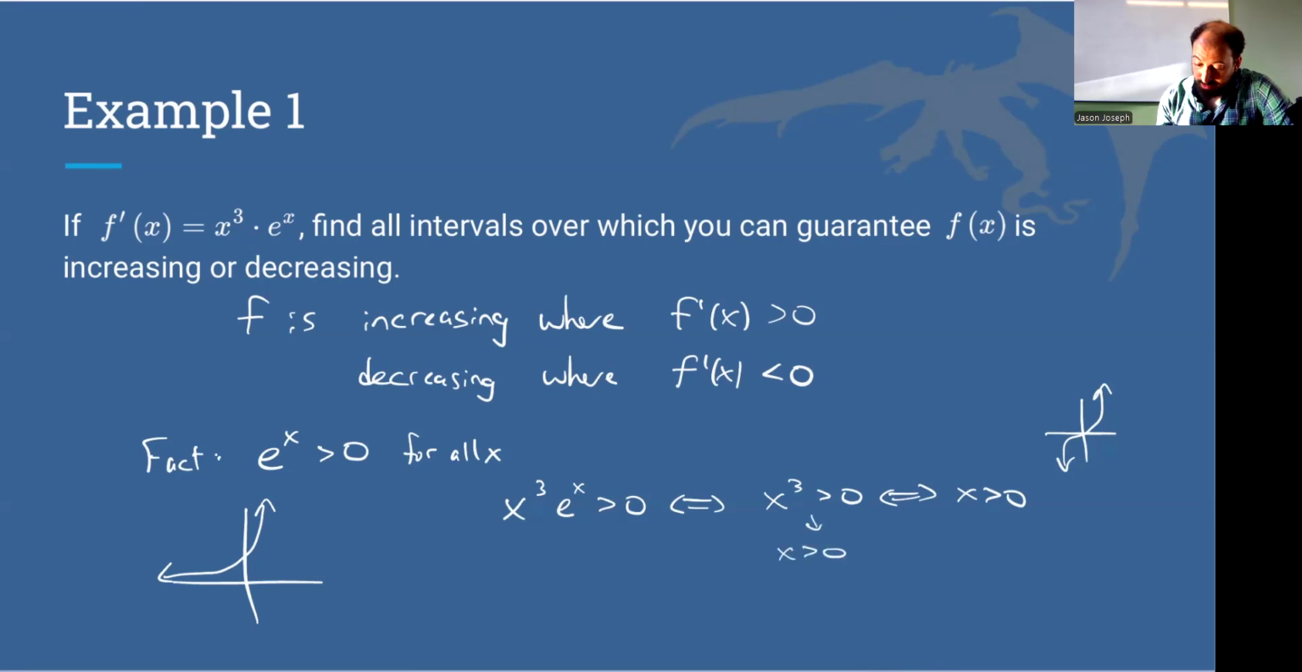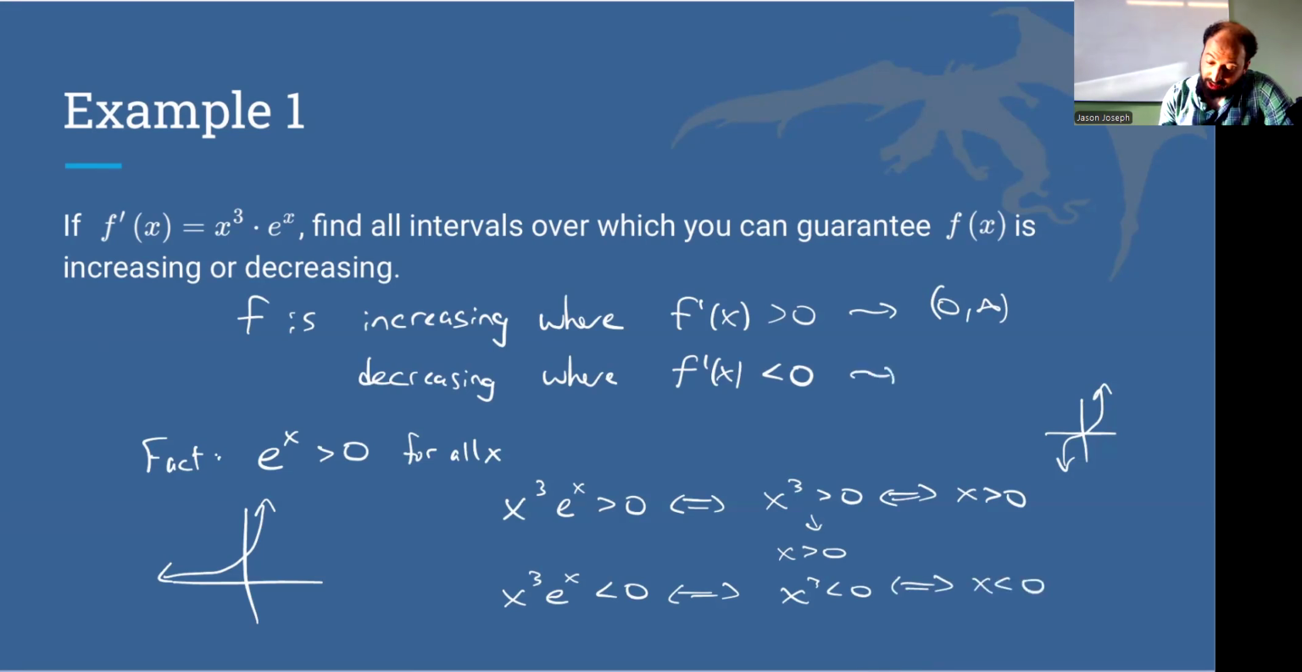So that's just going to be increasing on 0 infinity, and then this is going to be less than 0 when x cubed is less than 0, which is when x is less than 0. So it's decreasing on minus infinity to 0.